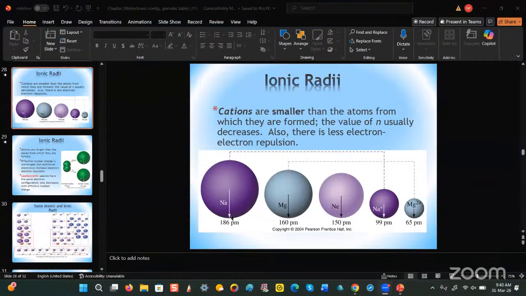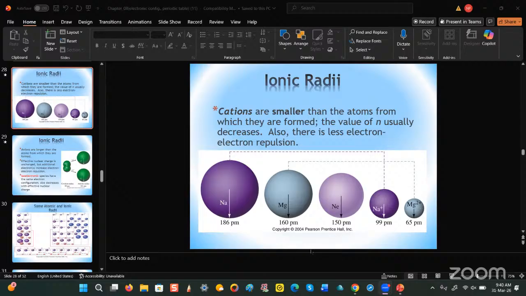So if you compare, for example, the sodium atom to the sodium ion, when the sodium atom loses an electron, the nucleus will have a greater pull on the remaining electrons. As a result, you see that the ionic size of the sodium ion is 99 picometers. A picometer is equal to 10 to the minus 12 meters. So you see clearly there's a significant decrease in the size. The size of the ion is almost half of that of the atom itself.